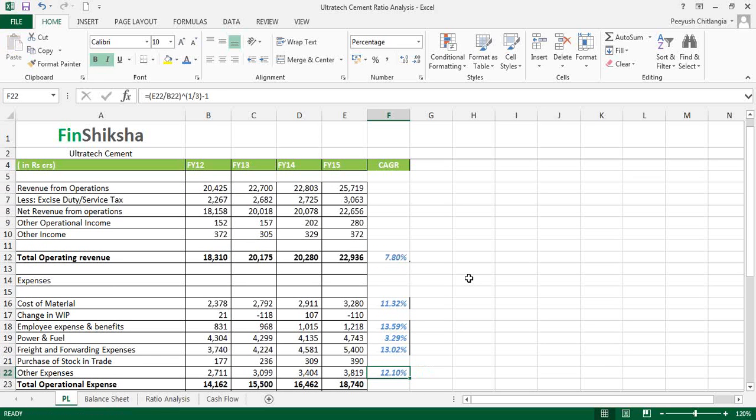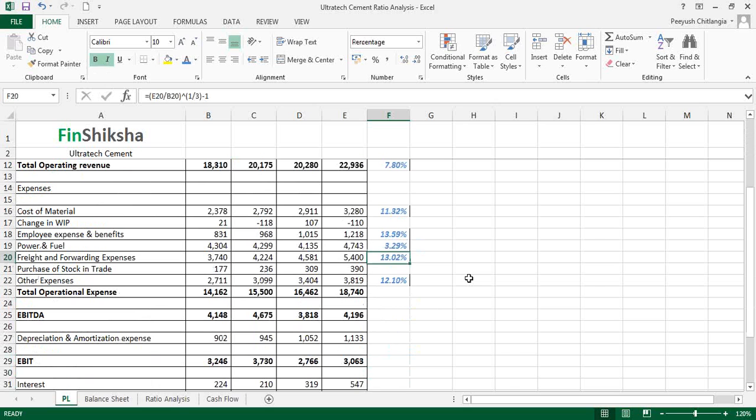Now you realize practically all expenses with the exception of power and fuel expenses have gone up more than what sales have gone up by. So employee expenses have gone up more, freight and forwarding expenses have gone up more, possibly because diesel charges have gone up more. And similarly, other expenses have also gone up more. These are the bigger components, so we are only worried about these bigger ones. Leave the smaller ones out, not necessary for us to see. That results in an EBITDA movement of only 0.38%.